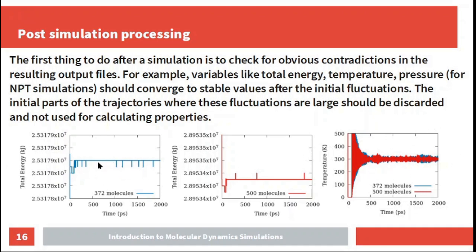Coming back to the energy fluctuations, just for your information, the energy fluctuations here are exhibiting exceptionally good behavior, because the initial configuration I used here was obtained from a Monte Carlo simulation, and that means the system was already equilibrated. But the most important thing for you to understand here is that initially the system parameters, energy, temperature, pressure, might show a large fluctuation, and then they should converge to a stable value, and it is the stable part that you should be using for analysis.